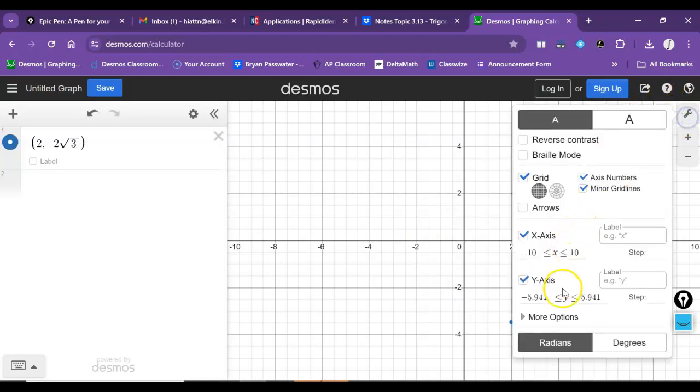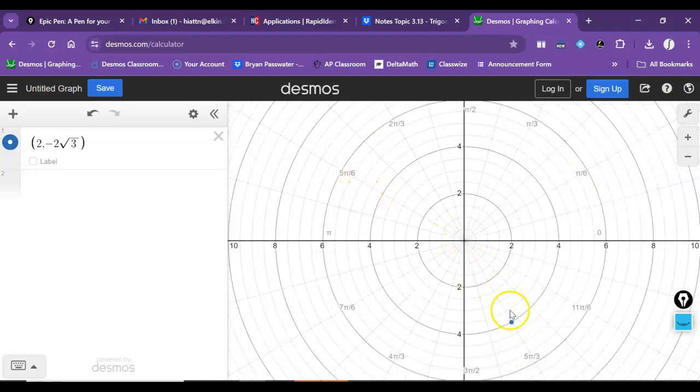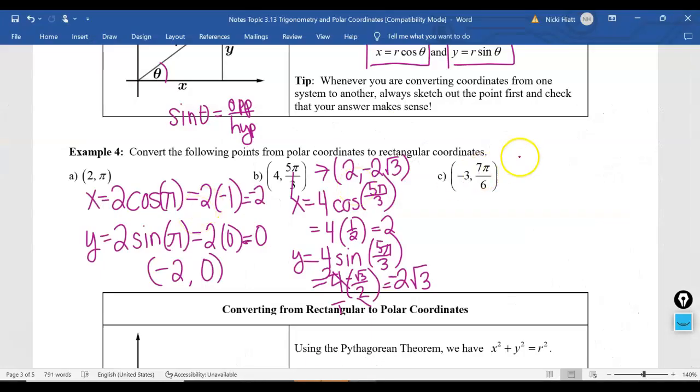But if we change our background to our polar graph, notice we're right there on the 5 pi over 3 line, and we have a radius of 4, which is what our point was whenever we had it in polar form. Okay, if we do one more for C, we'll just have x equals, just use the coordinates as they're given. So if the radius is -3, put a -3 right here.